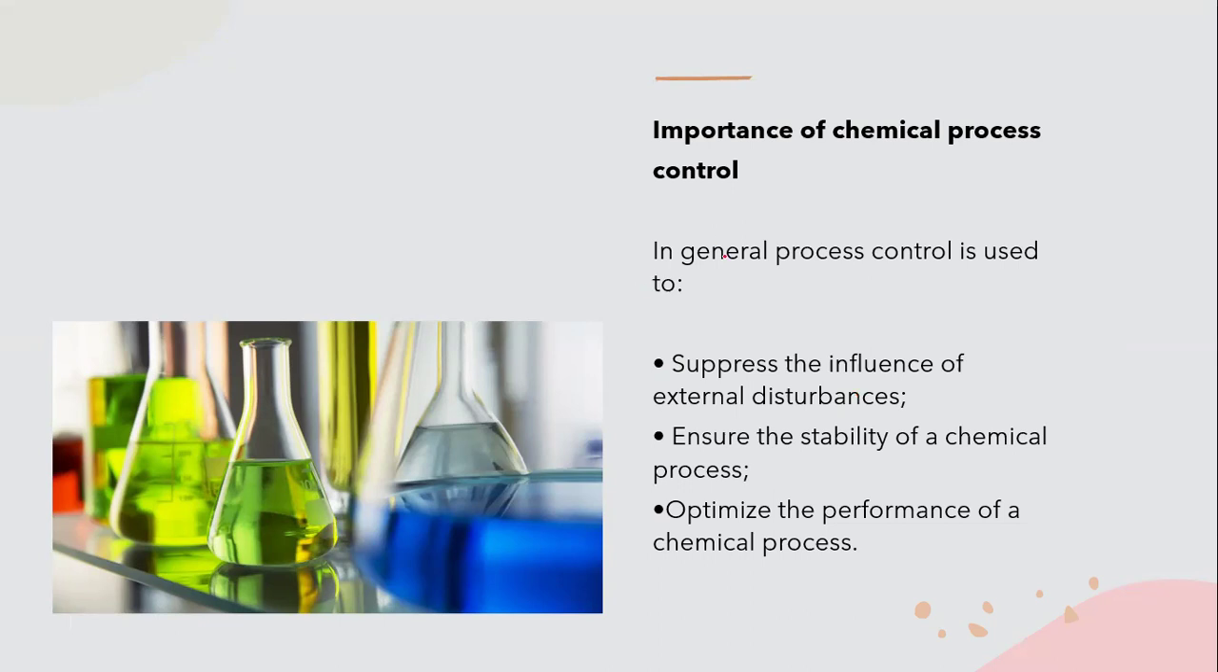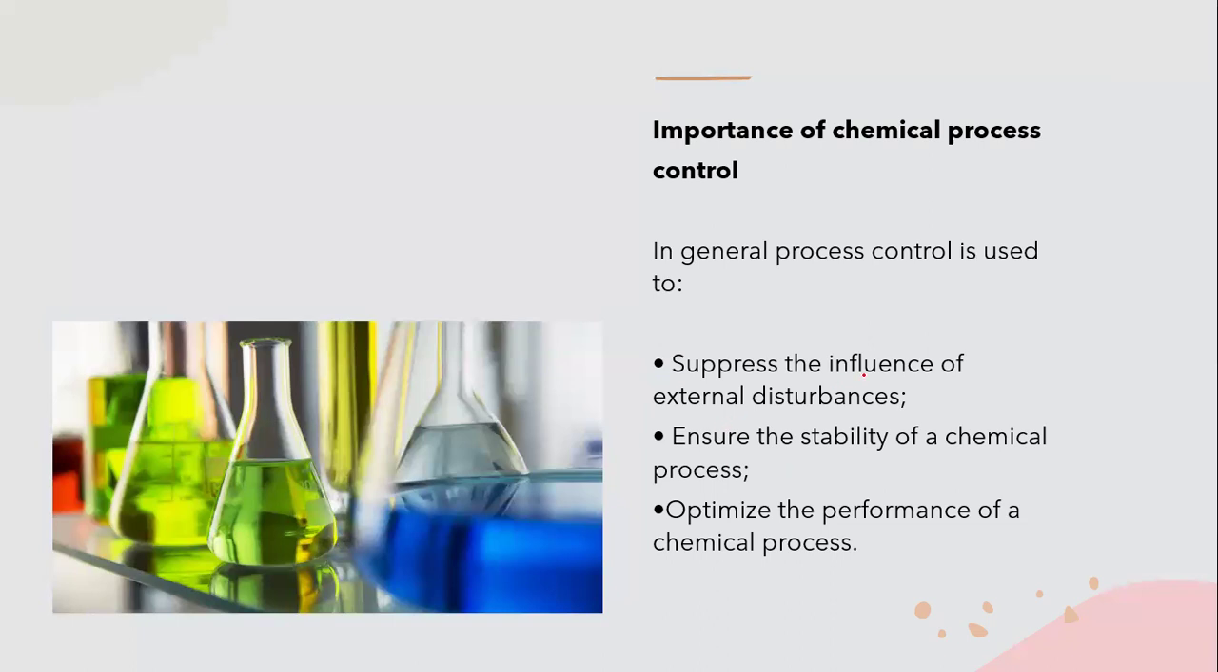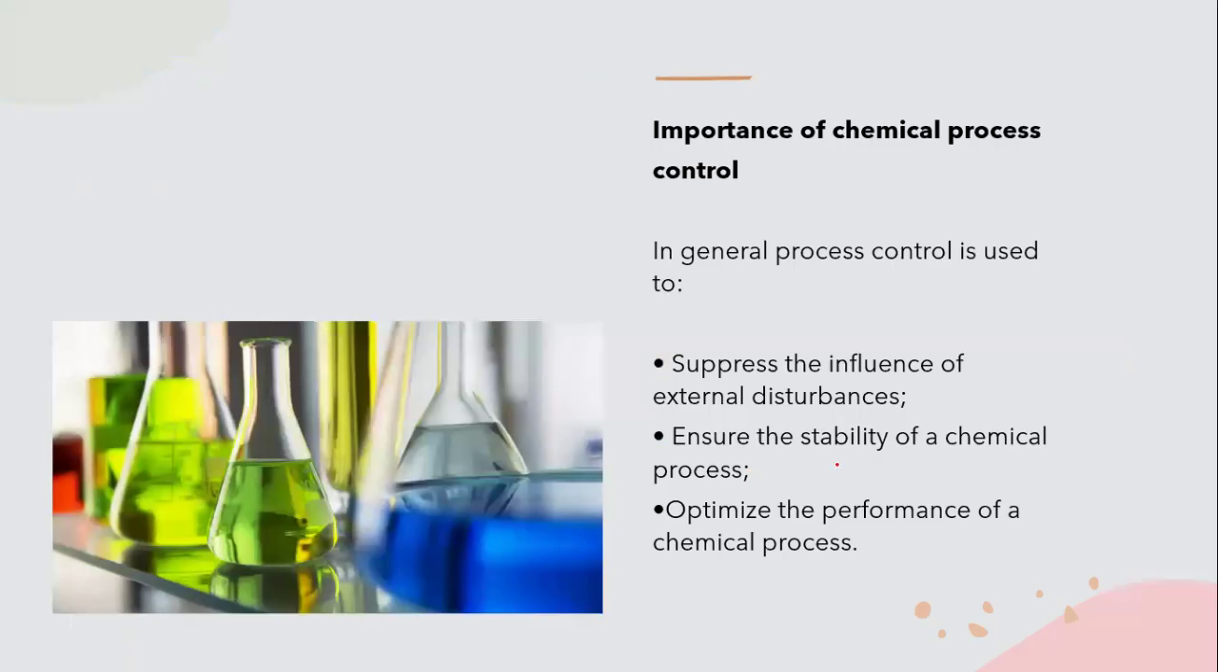And then number two, why do we need process control? It's because we want to ensure the stability of the chemical process. For a process to be completely done, meaning we want to achieve all of these four things over here, we need to ensure and maintain those things. Bullet number two, we need to ensure the stability of the chemical process. Because if we're not ensuring the stability, how are we going to give the importance of process control? It's going to be impossible. We won't be able to have good process operation, process safety, or quality product. So that's why we need to ensure that the chemical process is stable.